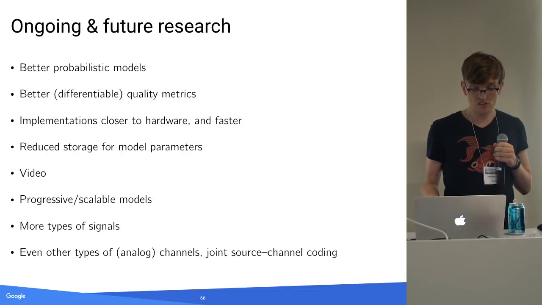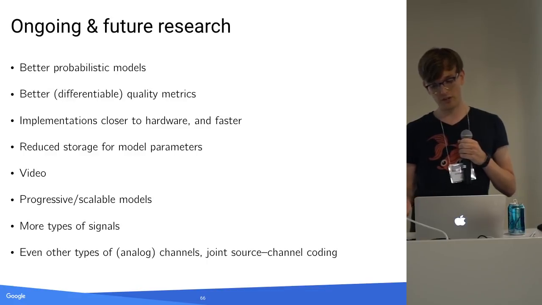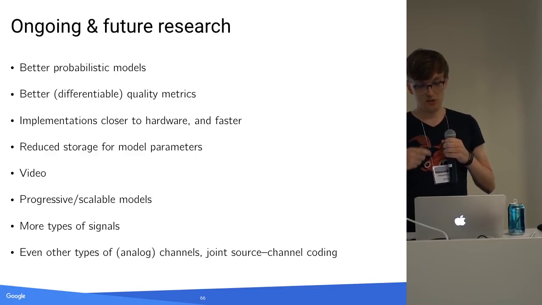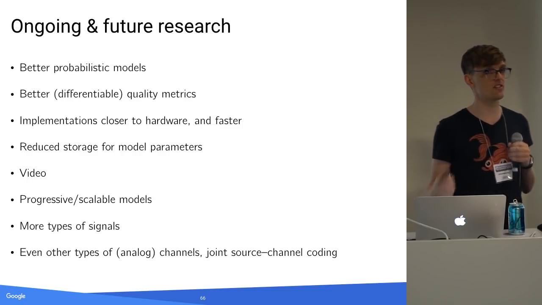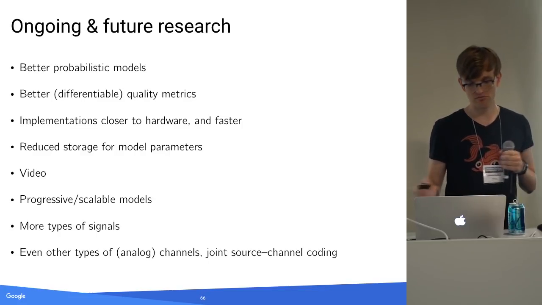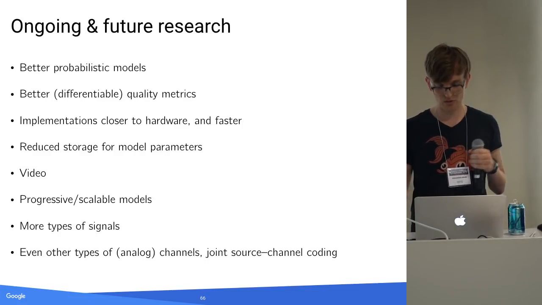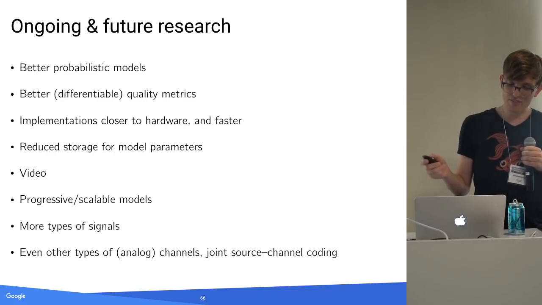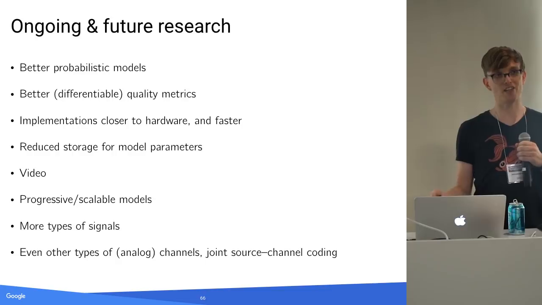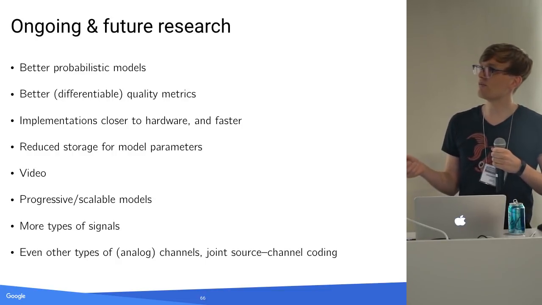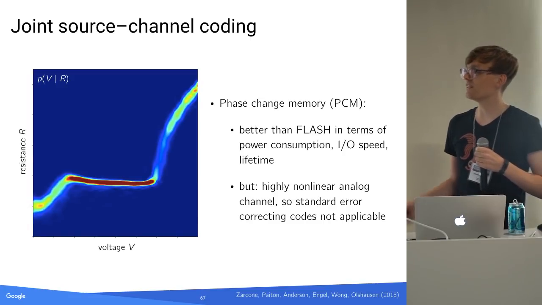There are some first results that try to do video. There's work regarding progressive, scalable compression models. We can, of course, explore more data sets. There's nothing in here that says you have to apply this to images. We can apply it to audio, to audiovisual data, whatever. And there's even some work that explores other types of channels, or does joint source channel coding. And I want to tell you about a project that I think is really fun.